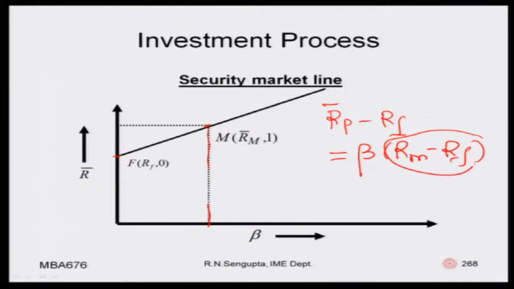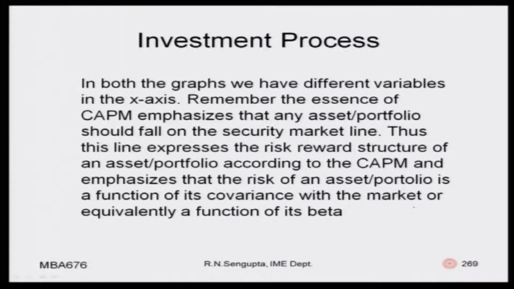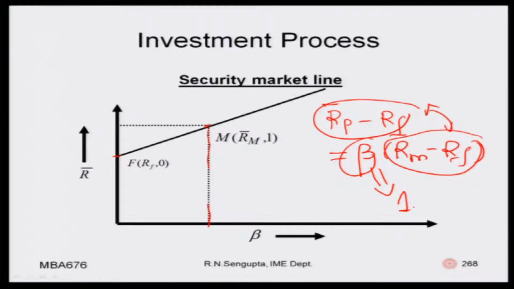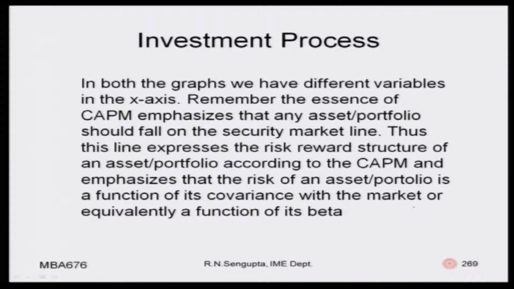So, if these two values are the same, then the value of beta comes out to be 1. In both the graphs, that means the security market line with covariances plotted along the x-axis and the security market line with beta plotted along the x-axis, we have different variables on the x-axis, as I mentioned a few minutes back.